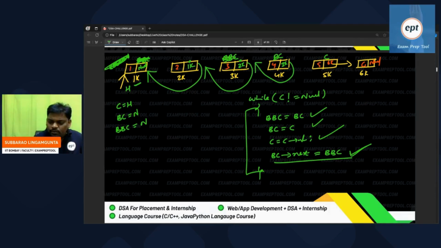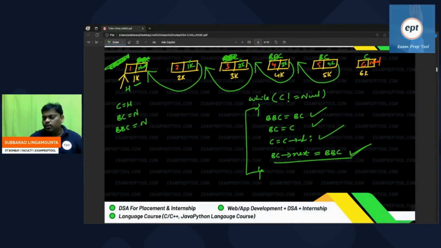What is the next one? E will become before current. E will become current. So who is the middle person? This person. This person next is equal to before current. It will go to 4K. It will go like this. This is the way how to reverse the linked list.